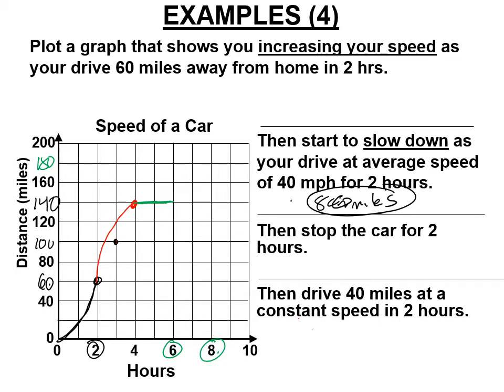Let me make this a different color. And it says constant speed. So this section has to be straight, right? And that's 40 miles in 2 hours. That's 20 miles an hour, right?